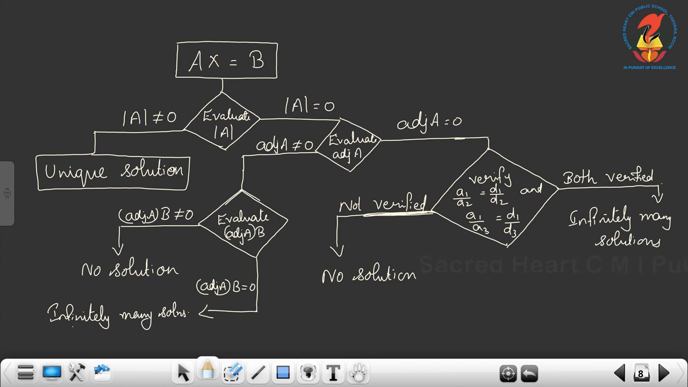This part is not given in the textbook. In the problems we always have determinant A not equal to 0, that case only. And if determinant A equal to 0, we find adjoint of A, then into B. If not equal to 0, no solution. That much case is given in the textbook. Okay. So I hope all of you understood this section. Then we can do problems.